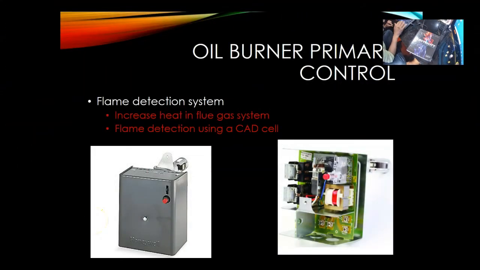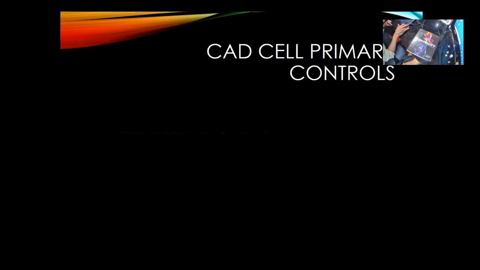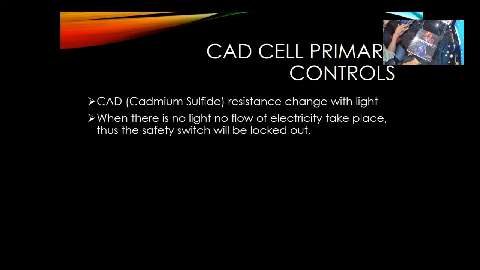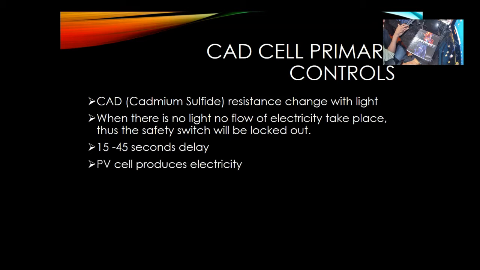And Nora book had a lot of information about oil heat, which is more valuable to us than gas, because again, oil does break more than gas and require more maintenance. All right, let's move on. Catsail primary control, that's the control that does all the operation in your oil burner. It uses cadmium sulfide to detect light. When there's no light, no flow of electricity takes place because in the darkness the resistance is very, very high. 15 to 45 seconds delay. We talked about that.